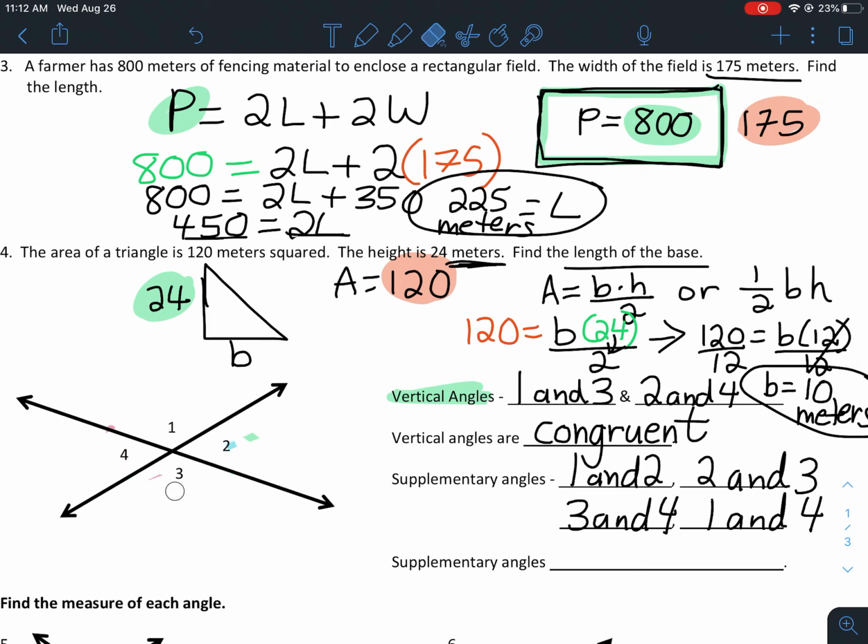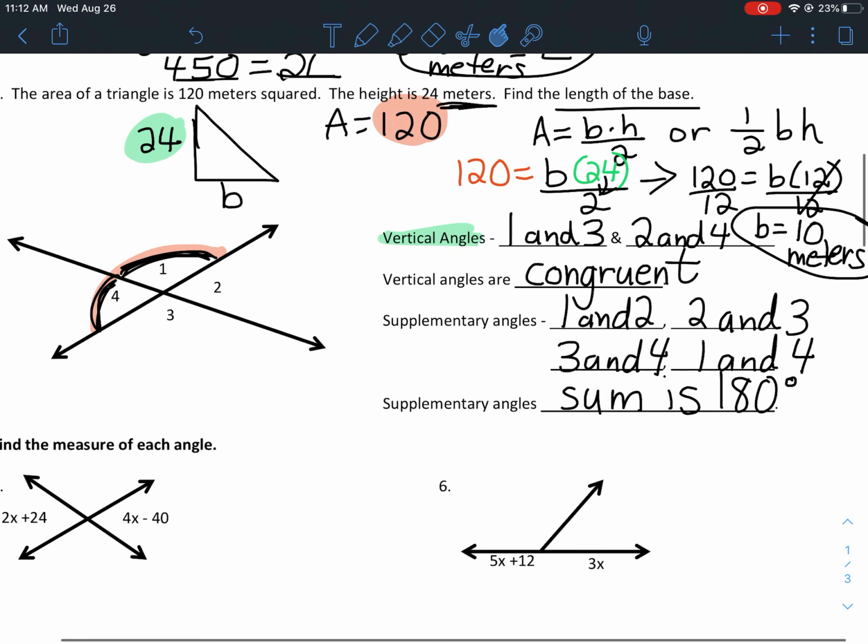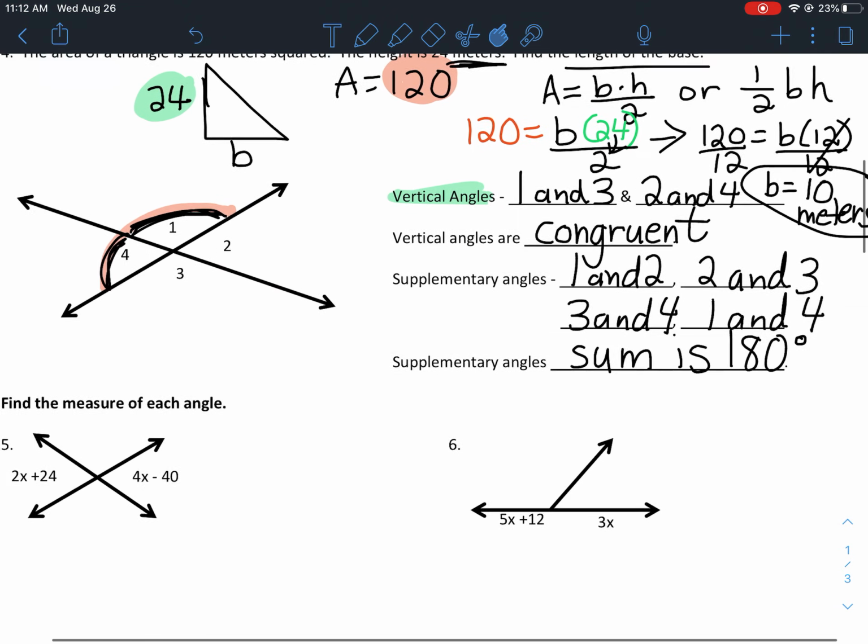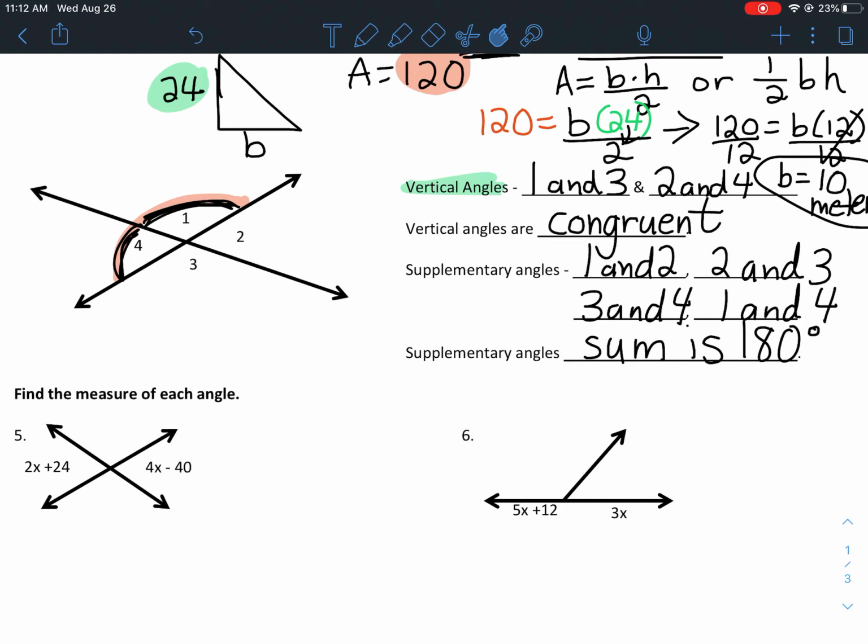The definition of supplementary angles is that their angle measures add up to 180 degrees. So their sum, which means what you get when you add them up, is 180 degrees. If I add this angle measure to this angle measure, it's going to be 180 degrees, which is half of a full circle. A full circle would be 360 degrees. It's half. So supplementary angles always add up to 180 degrees. Their sum is 180 degrees.